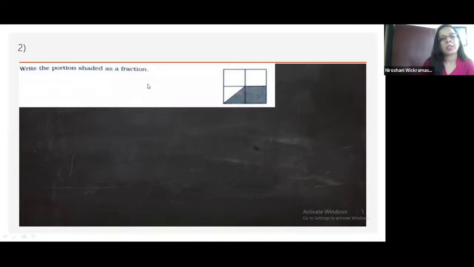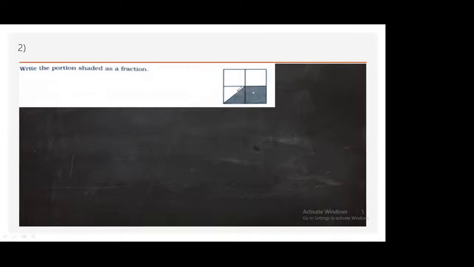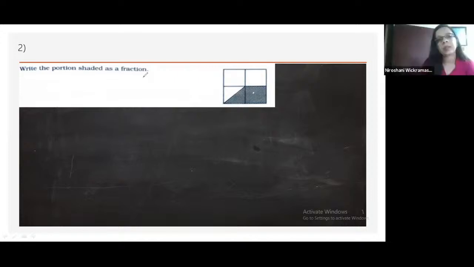Write the portion shaded as a fraction. Now let's imagine this: 1, 2, 3, 4. Then again divide into 2 parts, right? Then altogether 8 parts are there. From the 8 parts, 3 parts are shaded here. Can you see?